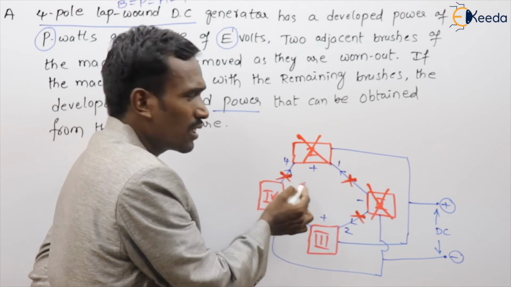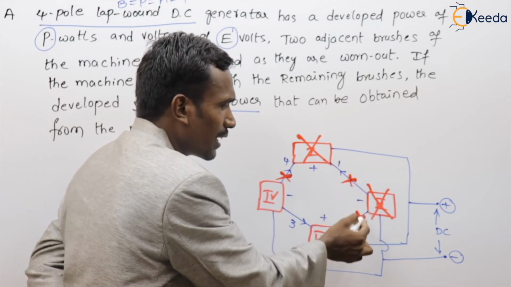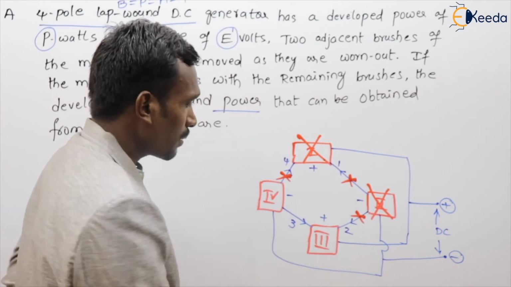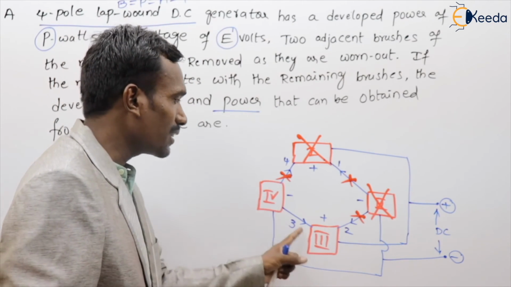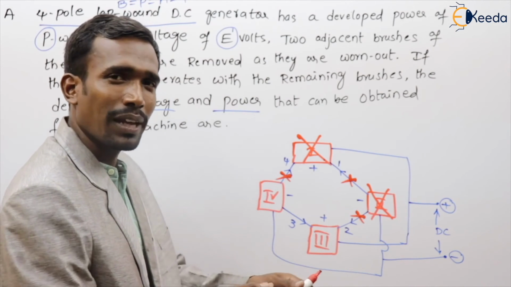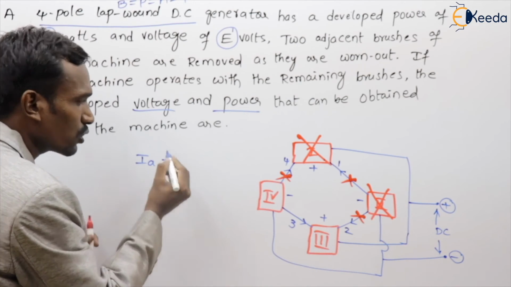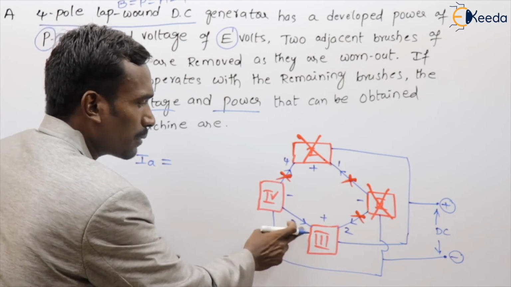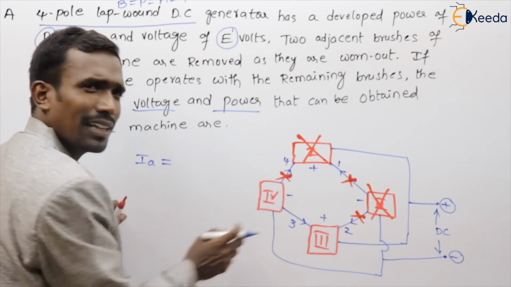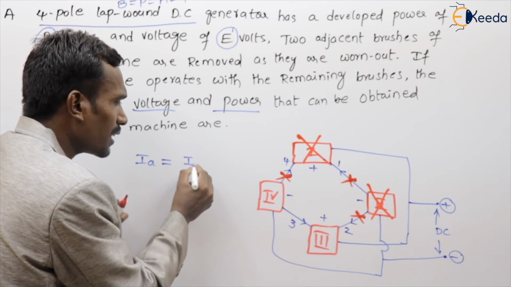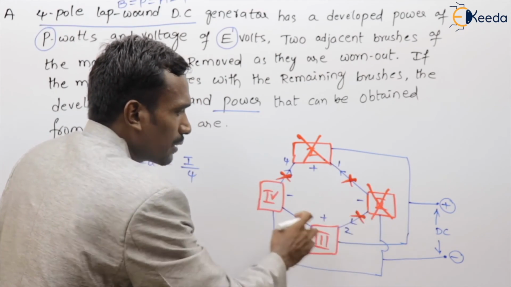There is no current. And this brush and this brush both are damaged, right? Then there is no current and there is no current. We have current only in this parallel path. Now tell me, the armature current is equal to what? How many parallel paths are there? Only one parallel path is active, nothing but the total current divided by 4. Actually, 4 parallel paths are there.